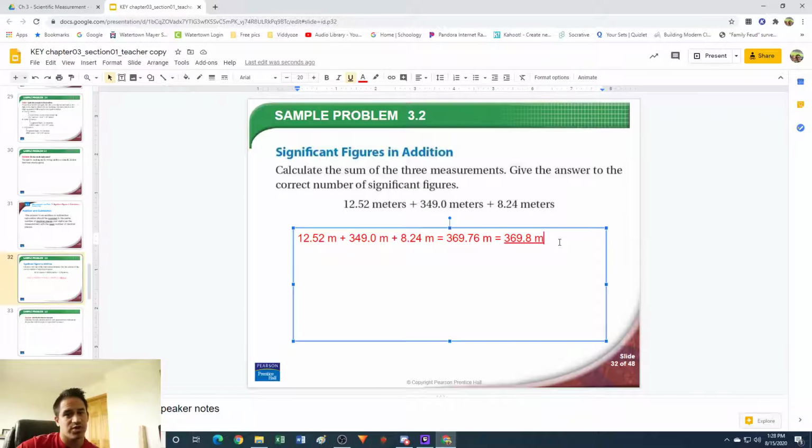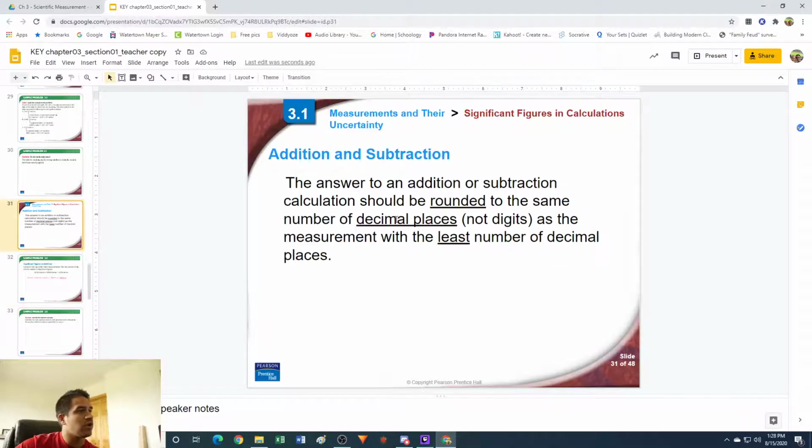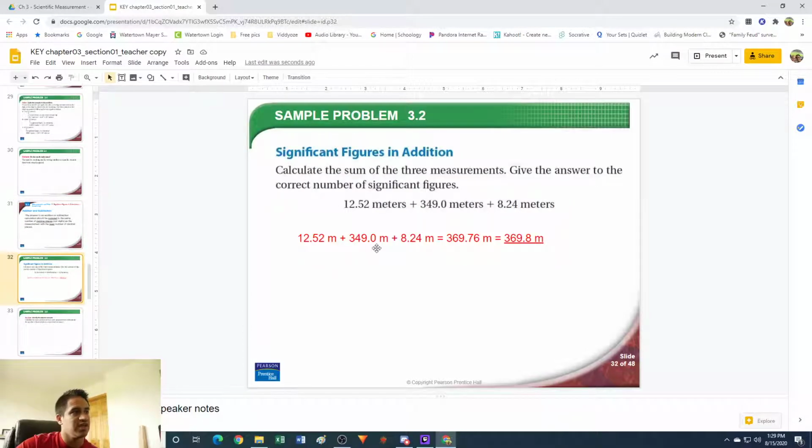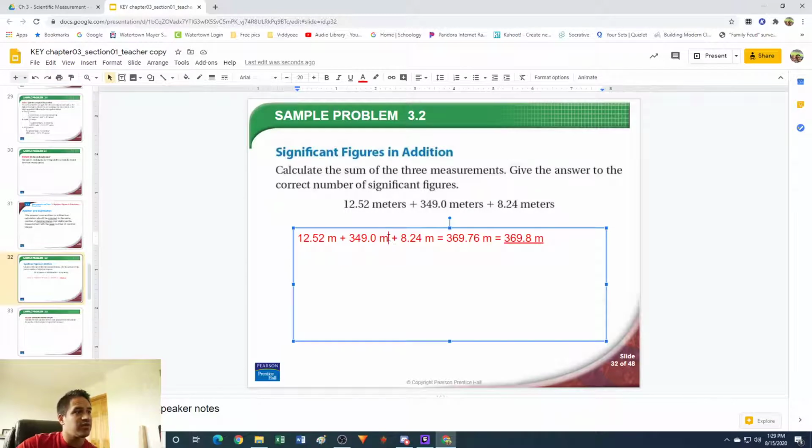Okay, that's what we're talking about here. So our answer needs to be rounded to the same number of decimal places as the measurement with the least number of decimal places. In this case, the least number of decimal places in our measurements was 1 place after the decimal. Therefore, our answer needs to be rounded to 1 place after the decimal.